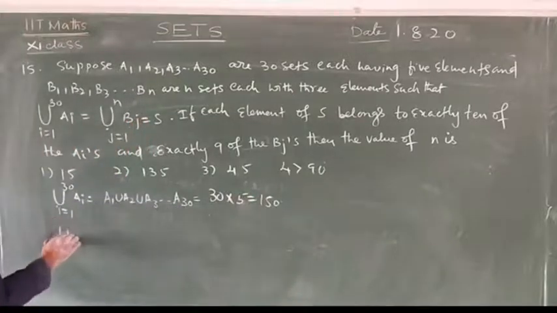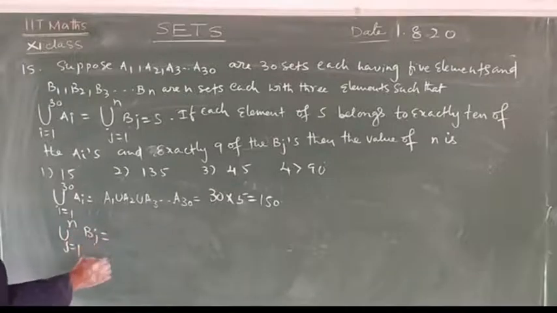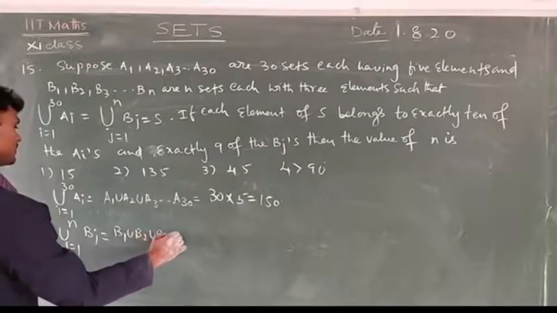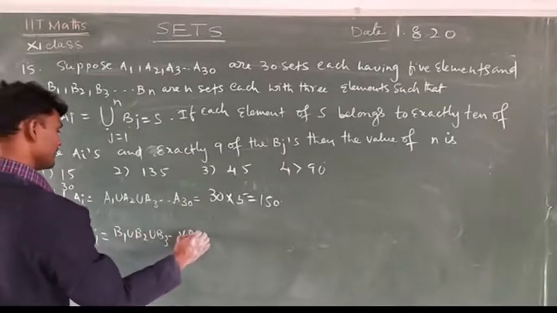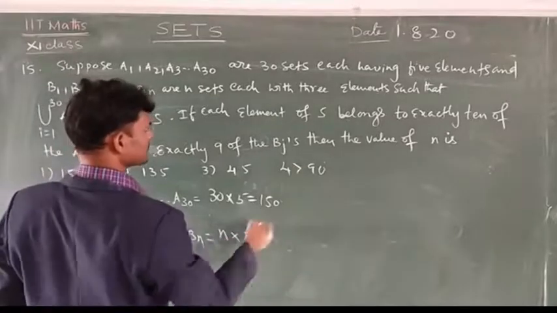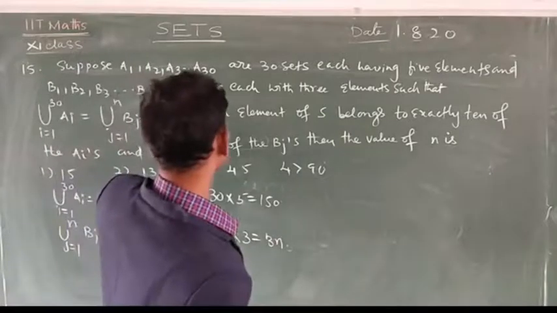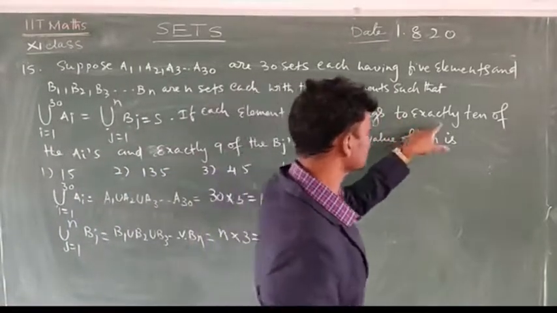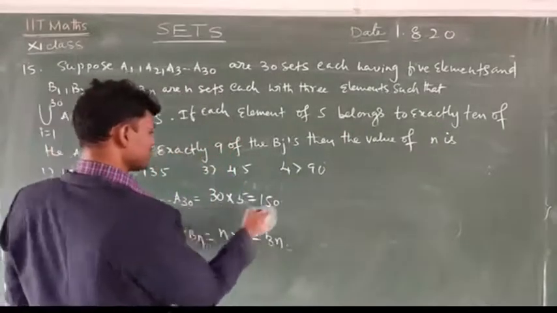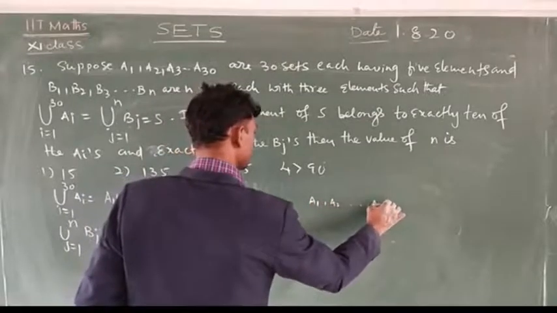Now the union of Bj for j is equal to 1 to n. Here B1 union B2 union B3 up to Bn. Then here n sets, each set having 3 elements as given. Then 3n elements. Thereafter see here, if each element of S belongs to exactly 10 of the Ai's, then here total 30 as given, here A1, A2, A3 up to A10.